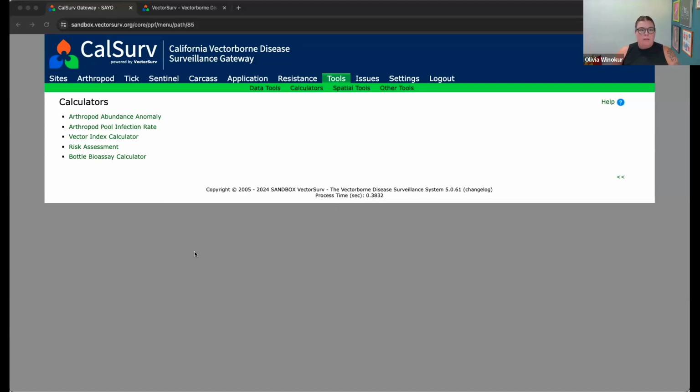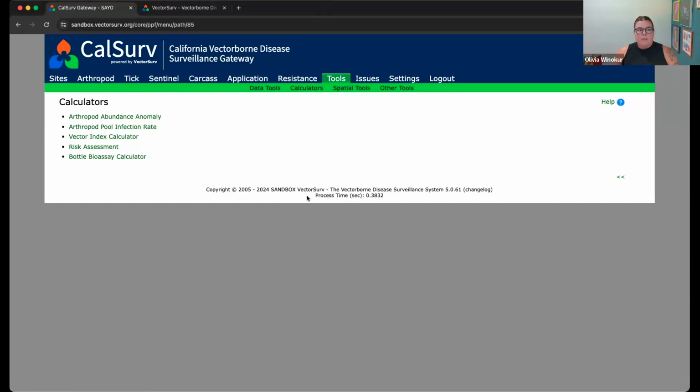So here we are in the gateway. I'm using the sandbox. And if you're not familiar, the sandbox is a copy of the VectorServe gateway. It's a playground environment where we can add, edit, play with data, and it's not actually going to mess with any of our actual information or actual data. So it's just our playground environment. So when I'm doing this training, or maybe if you are trying to create spatial features or use these calculators for the first time, you may want to do this in the sandbox so there's no risk to actually editing the data that's in the system.